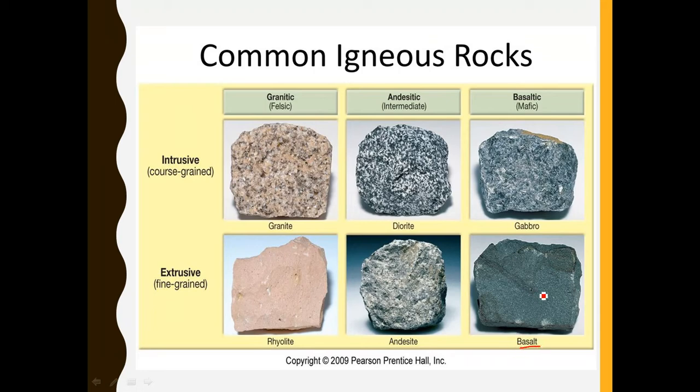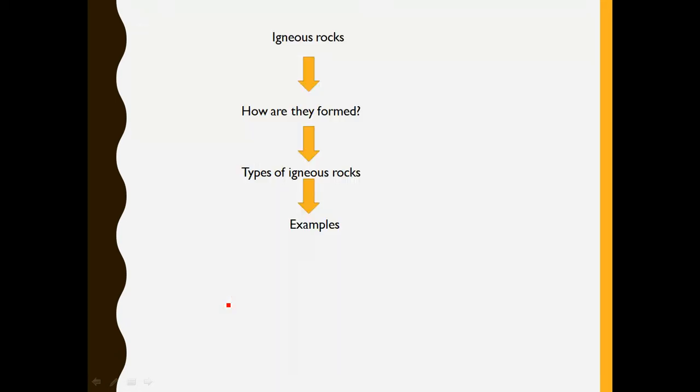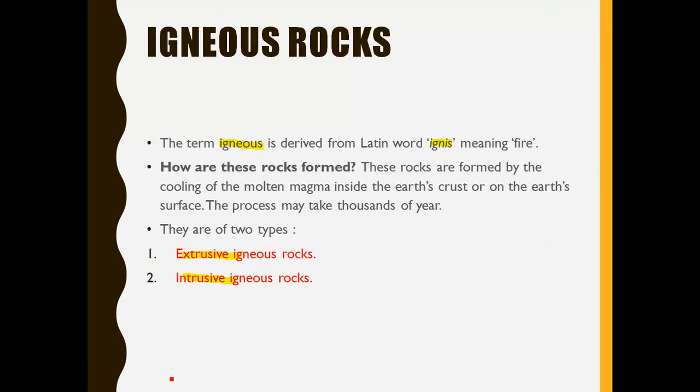Basalt is the most common example given for the igneous rock, including your granite, right? So these are the examples of your igneous rocks. Whenever you do this slide, try to answer yourself: what are igneous rocks? Where has the word igneous come from? How are they formed? Type of igneous rocks and examples. Let's just move on very quickly.